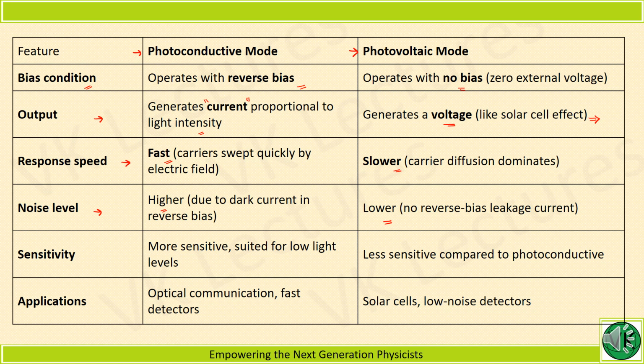Sensitivity: it is more sensitive and suited for low light levels. Even for lower light levels you will get the signals, and it is less sensitive compared to photoconductive materials. Applications are optical communication and fast detectors in the case of photoconductive mode, and solar cell and low noise detectors in the case of photovoltaic mode.